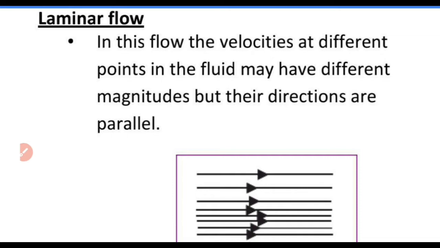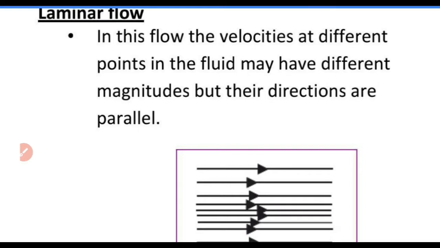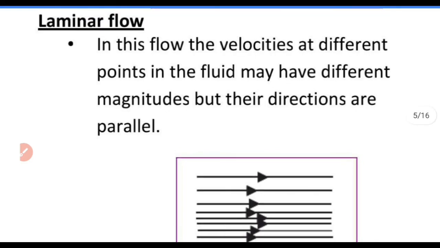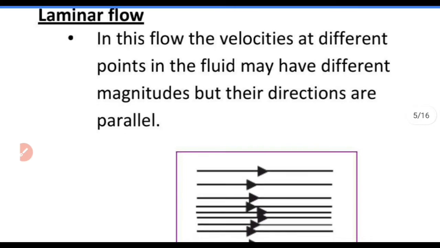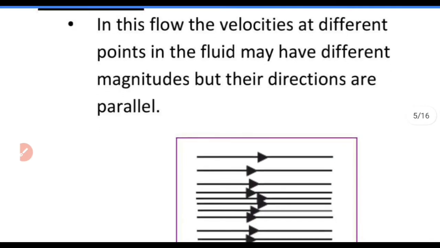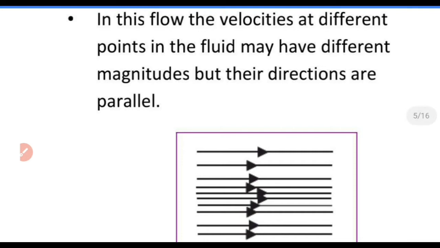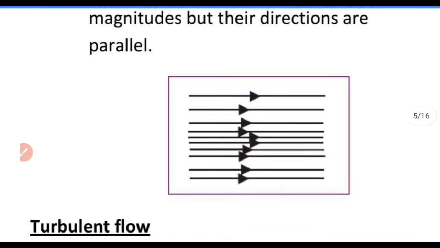So the flow velocities at different points in the fluid may have different magnitudes, but their directions are same. That means the directions or the streamlines, they are parallel. Such flow we call laminar flow. So a laminar flow is characterized by parallel lines or parallel streamlines. That's what its characteristic is.